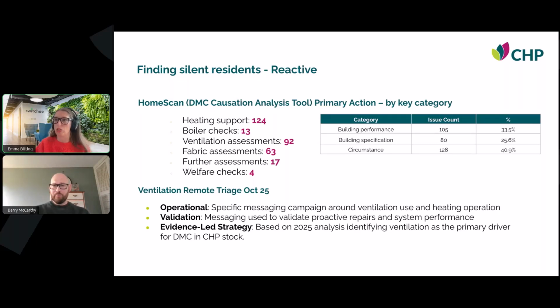We've got a damp and mould home scan report which looks at causation. How did you use that while that Salesforce system was being built? Because there was a lot going on in the organisation and meant that we didn't have the resource necessarily to dedicate completely to Switchee data.